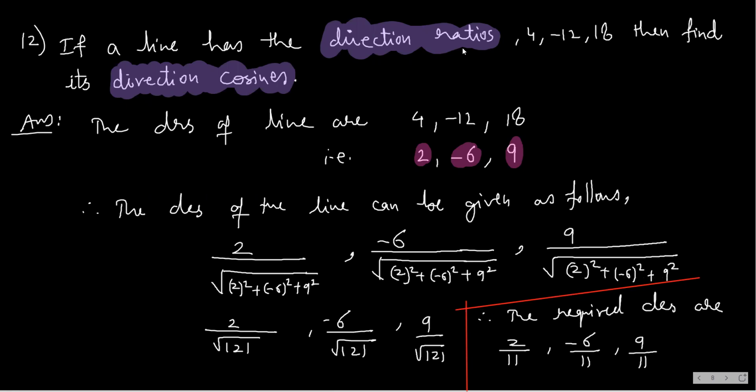Now I would like to add something here. See students, if somebody writes here 2 upon plus or minus 11, plus or minus 11, plus or minus 11, so even this is okay. This is also correct. What I want to tell you is, I have taken only the positive square root. I divided only by the positive square root. If you divide by positive as well as negative square root, still it is okay.